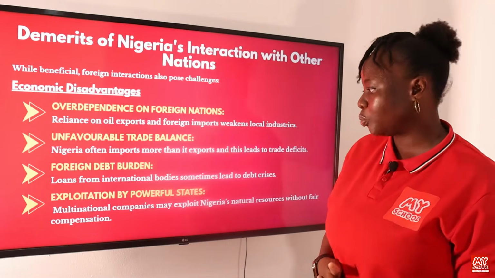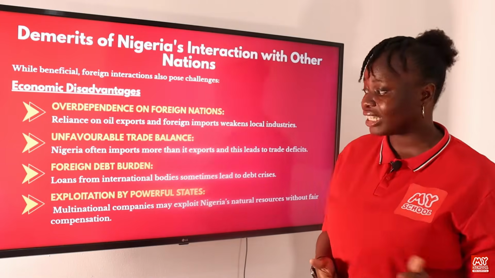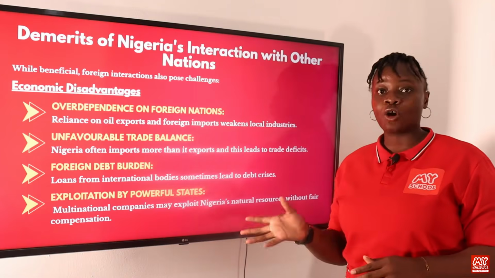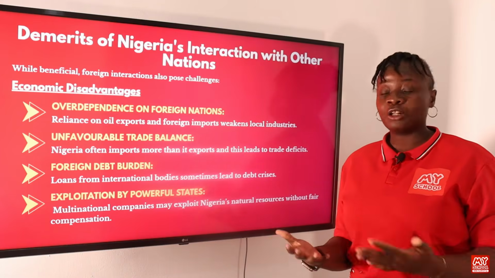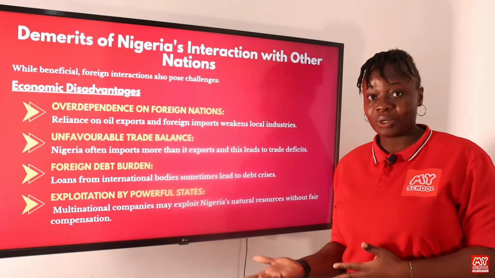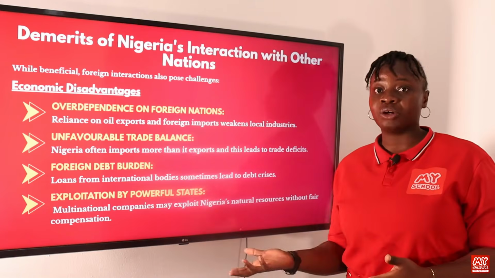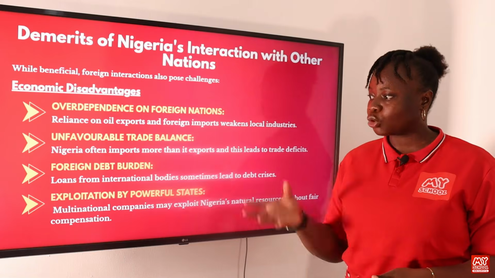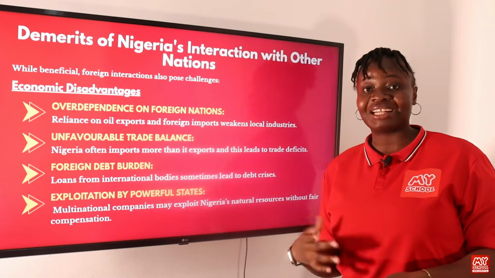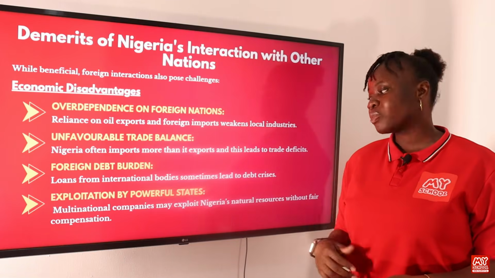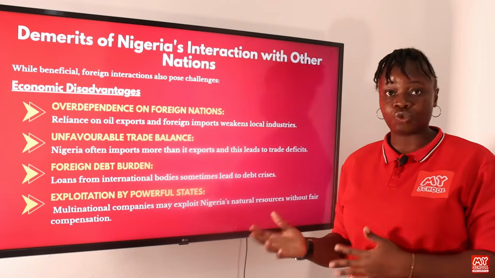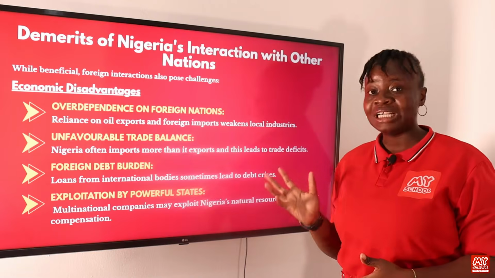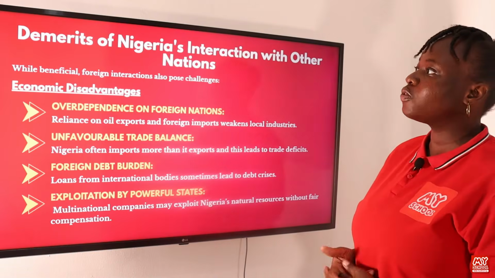Then it can also lead to exploitation by powerful states. Multinational companies may exploit Nigeria's natural resources without fair compensation. We discovered that a lot of our revenue that we get from our country is from raw materials. We do not have industries to refine those raw materials into finished products, and so we depend on a lot of these multinational companies. And when they come, they might choose to exploit Nigeria's raw materials and not give adequate compensation for these materials. Let's move on to the next slide.